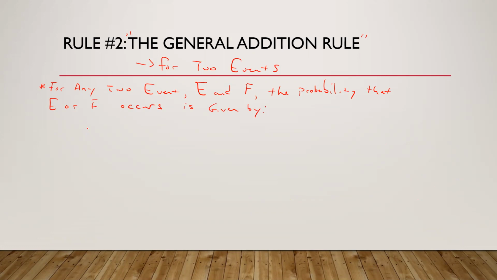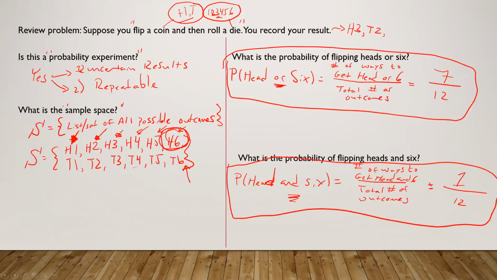So if I ask you some question like, what's the probability of event E or event F happening? Did I start class by asking a question like this? Yes, I'm going to quickly go back in the slides. This right here, head or 6. So this is my event E and this is my event F.